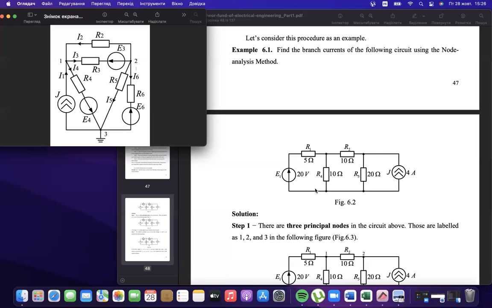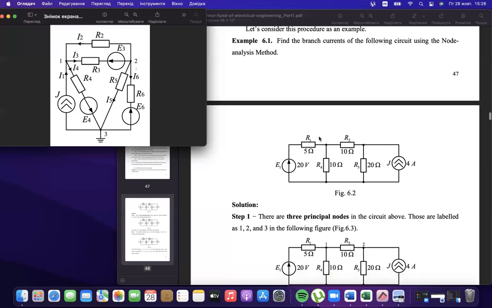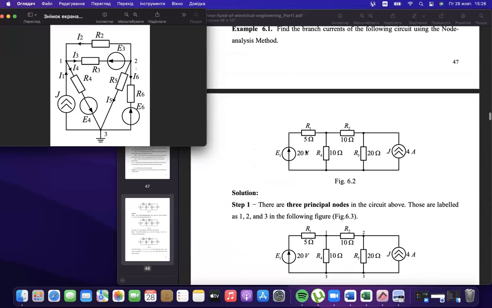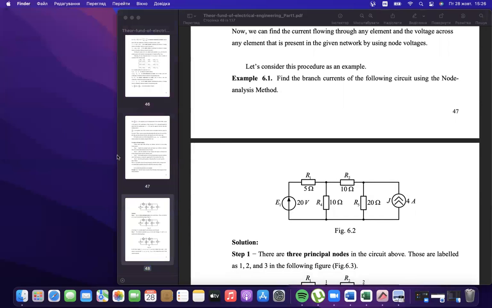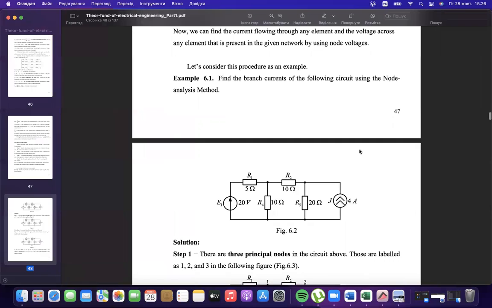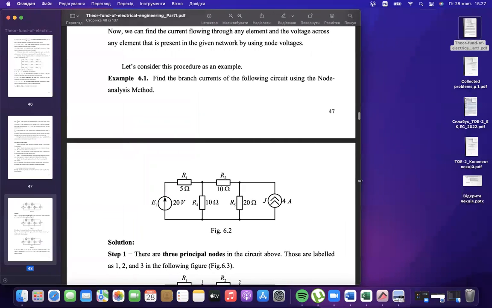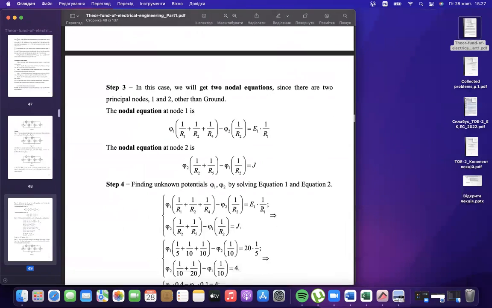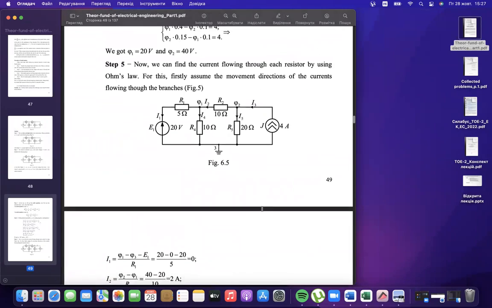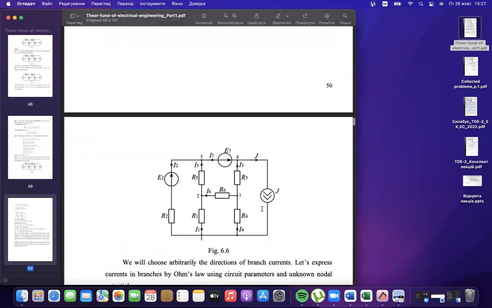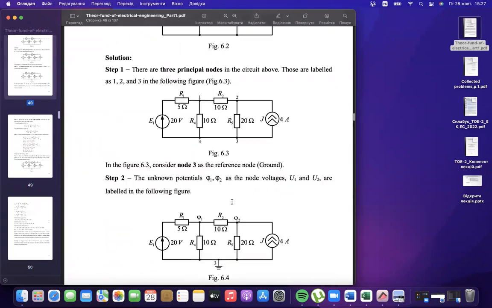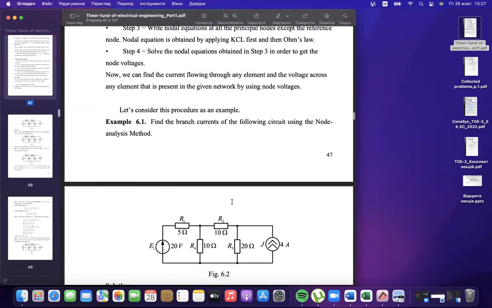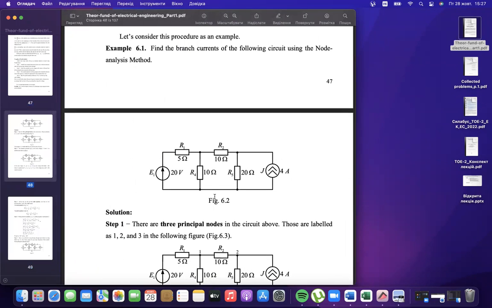Okay, perfect. Then let's see a practical example, how we are doing it. Example number 1 is here. Then we also have example number 2. It's here.